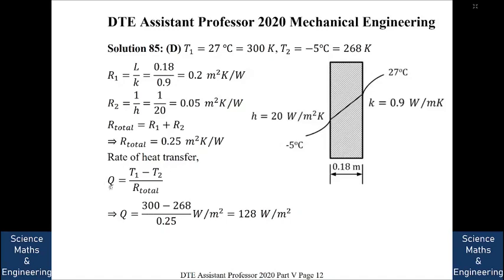So rate of heat transfer is Q equal to (T1 minus T2) by R total, which is 300 Kelvin minus 268 Kelvin divided by 0.25. That is equal to 32 by 0.25, so 32 into 4, that is 128 watt per meter square.